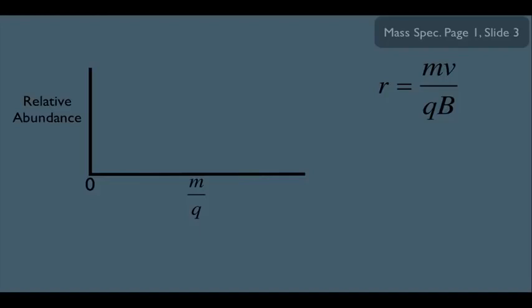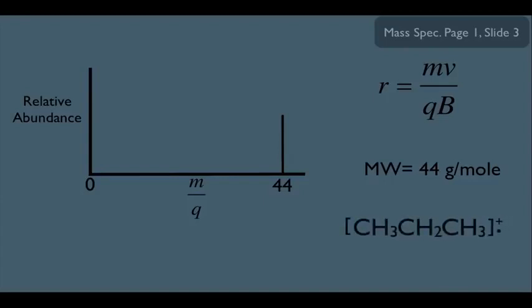Which means if we stuck our propane molecule in the mass spec, we should see a signal at 44. And why is that? Simply because propane has a molecular weight of 44 grams per mole. And remember, this was the fragment that went through the mass spec that was detected by the detector. He so happens to have a molecular weight of 44 grams per mole.